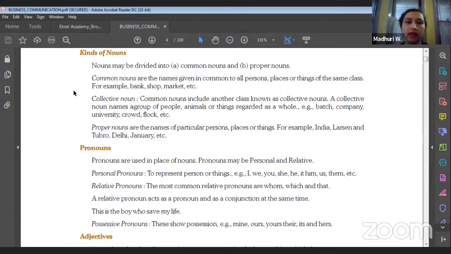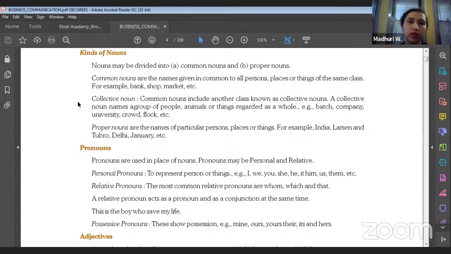Again, common nouns are divided into two other categories. That is a collective noun. A collective noun refers to a group of people, animals, or things regarded as a whole, right? For example, a flock of sheep. A lot of sheep together is a flock, right? Then you have an army of soldiers. A lot of soldiers form an army. It's a collective noun. A fleet of ships. So you have a lot of boats and ships in the seas, right? A fleet or an armada would be a collection of them.